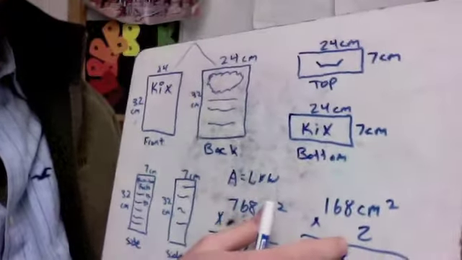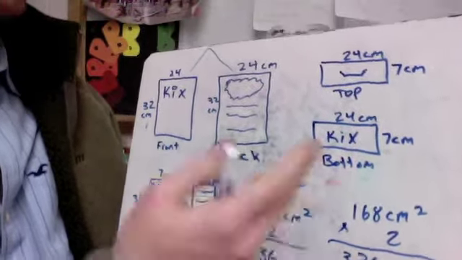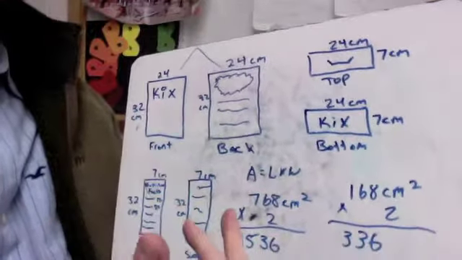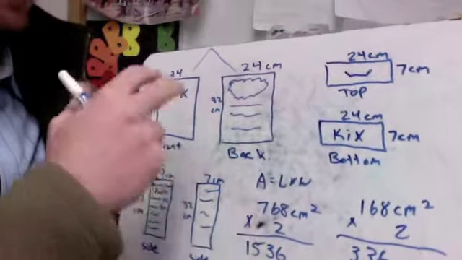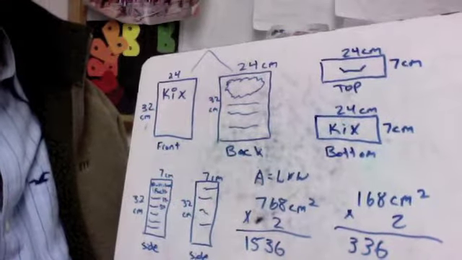You don't always have to multiply by 2. It just depends how many you have. Some of the ones you're going to do, every one of the surfaces is going to be exactly the same, so you could just find one of them and multiply it by 6. But you've got to take all of them separately and see what sizes they are.